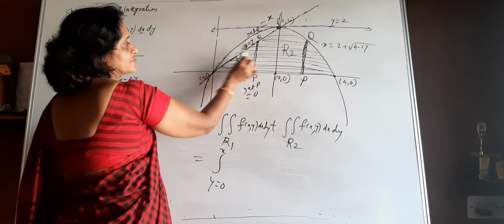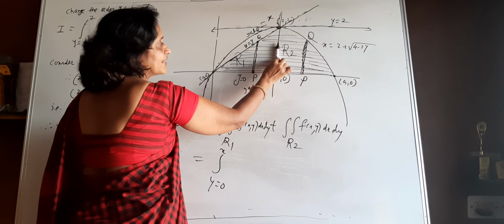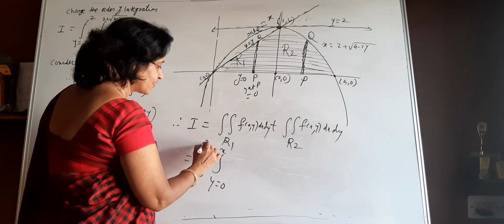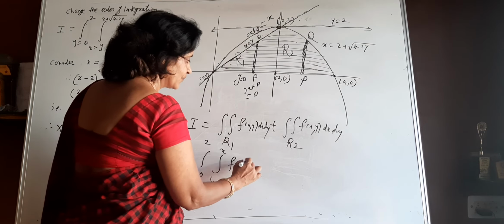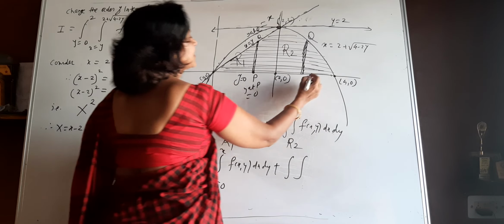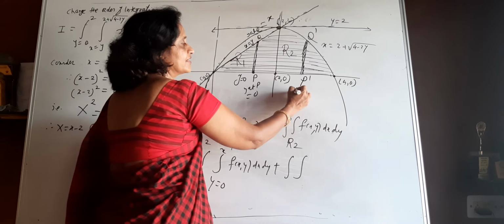Move the strip from left to right. Leftmost, here x is 0. When I bring it here, x is 2. And so I have x from 0 to 2. And exactly the same way, the second one. Now here I will have say P dash, Q dash. Same procedure. Come on now, you can think over it.